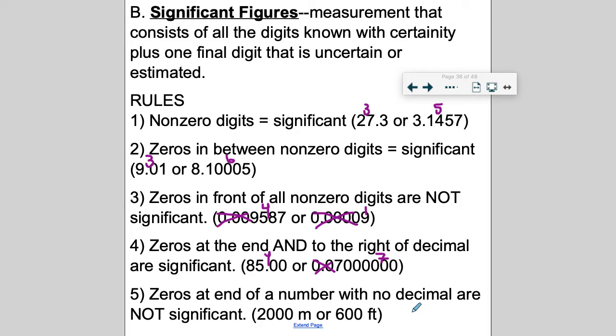Okay, 5th one. Zeros at the end of a number with no decimal are not significant. So these zeros don't count. So just a one. So it's just 1 sig fig. It could be 3 million feet, so the zeros don't count. It could be 3 million feet, so if there is no decimal, they don't count. Right. If I plop a decimal there, then all 3 of them are significant.